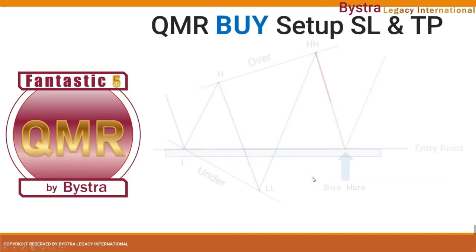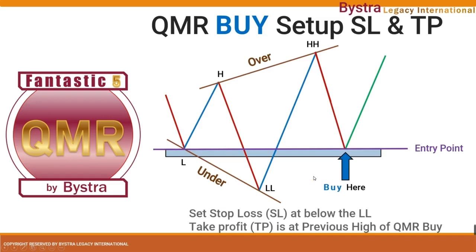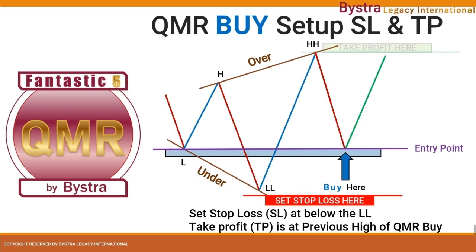Now let's have a look at the buy setup for the QMR. In this case, the stop loss will be below the lower low of the QM, which is the head of the QM. So we will set it a little bit lower than the lower low of the QM. However, as I said earlier, if the stop loss is more than 30 pips, then you can either monitor the price, or the best thing is to use the NORA entry for your setup, so that you mitigate the risk and have a much smaller risk but a higher reward. The take profit will be at the previous high of the QMR buy in this area here, which is the previous resistance.